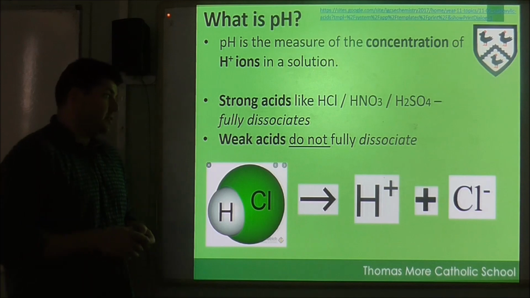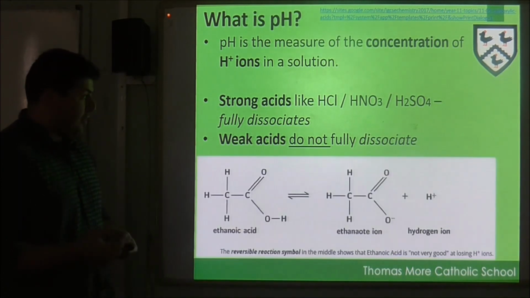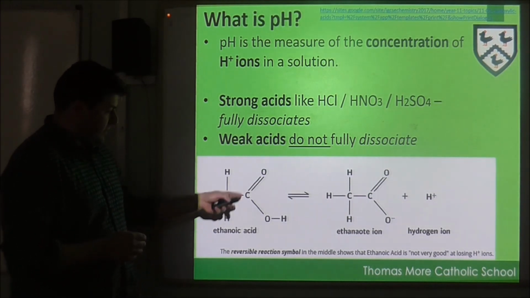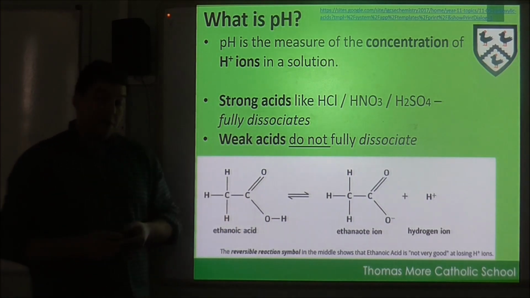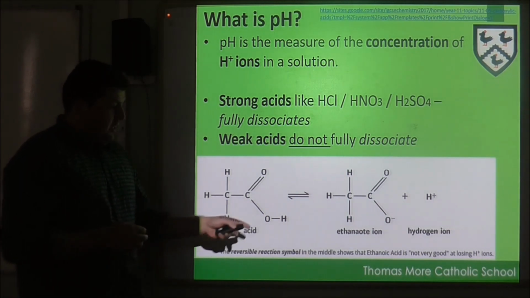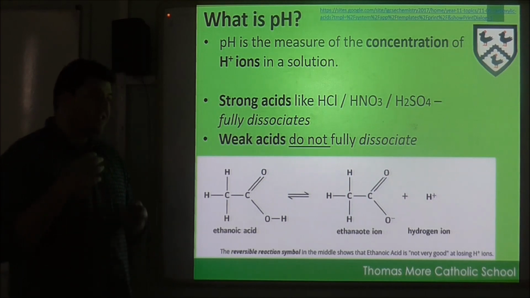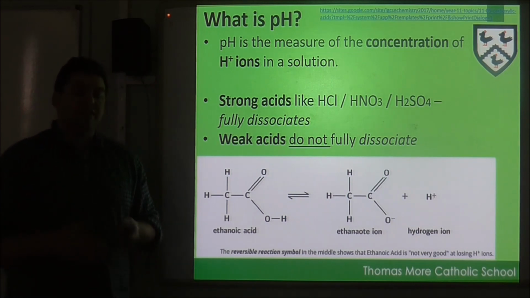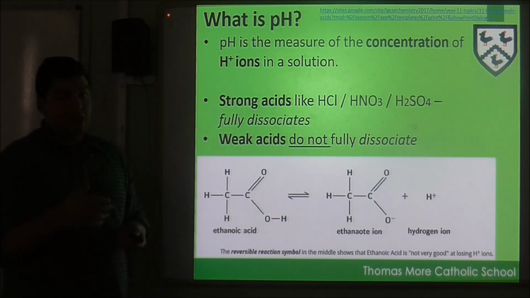Weak acids, on the other hand, do not fully dissociate. Let's take a household example, ethanoic acid, which is in vinegar. Ethanoic acid here contains the C double bond OH group. This bit here makes it an organic acid. You'll notice the use of the reversible symbol because the ethanoic acid is not very good, the words they've used on this website, which I've cited at the top, at dissociating. It doesn't fully dissociate into the H+, the hydrogen ion, and the ethanoate ion.